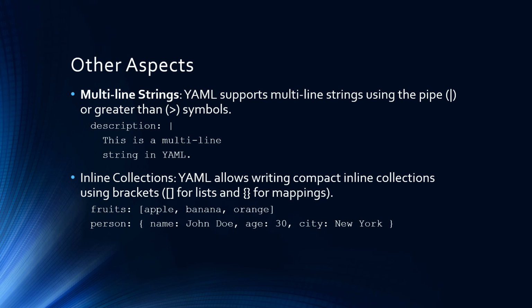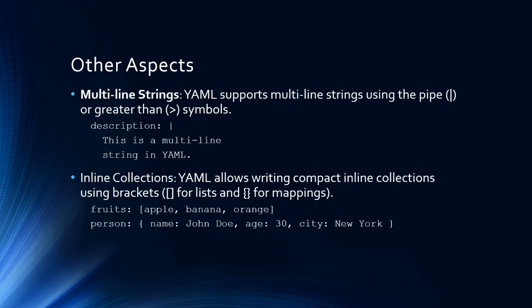Looking at our slide's examples of inline collections, we see how YAML can represent data more compactly when needed. The fruits example shows an inline list using square brackets, with elements separated by commas. This format is particularly useful when you have a simple list that doesn't benefit from the vertical hyphen format.